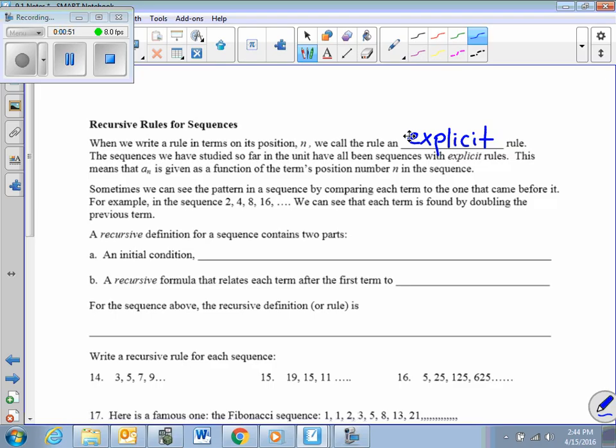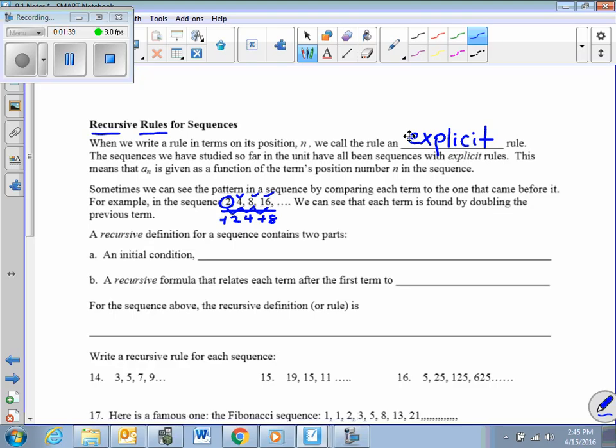Okay, what we're going to talk about today are some sequences where this is not the case. Let's take this sequence right here. If I add 2 here I get 4. If I add 4 here I get 8. If I add 8 here I get 16. So if I look at 2 and double it, I get 4. If I double 4, I get 8. If I double 8, I get 16. So when each term depends on the term before it, we call this a recursive rule. That's what a recursive rule is.